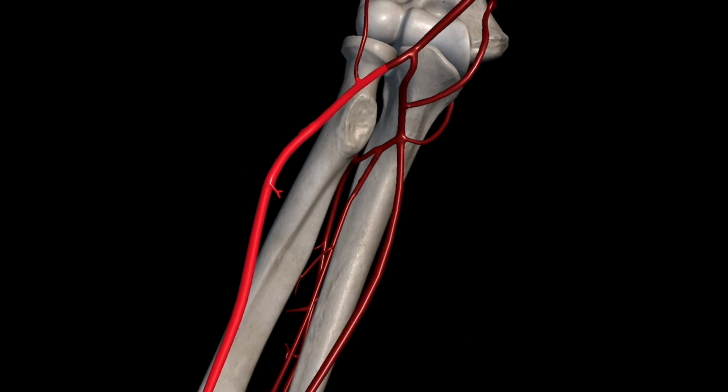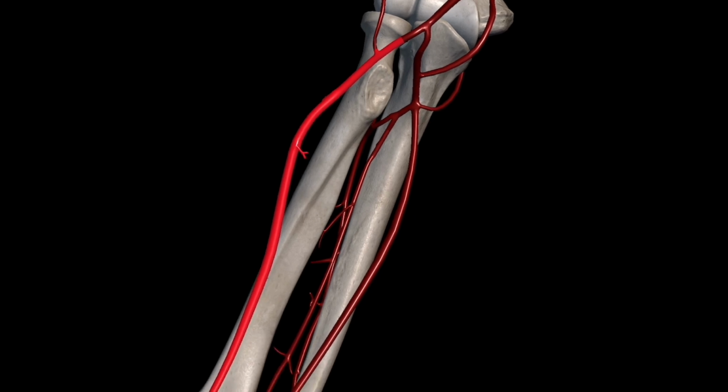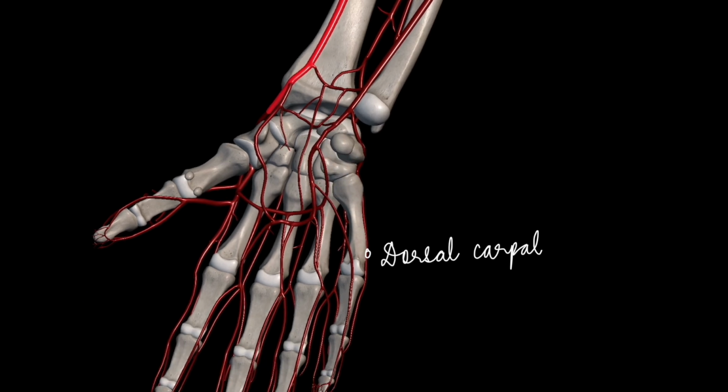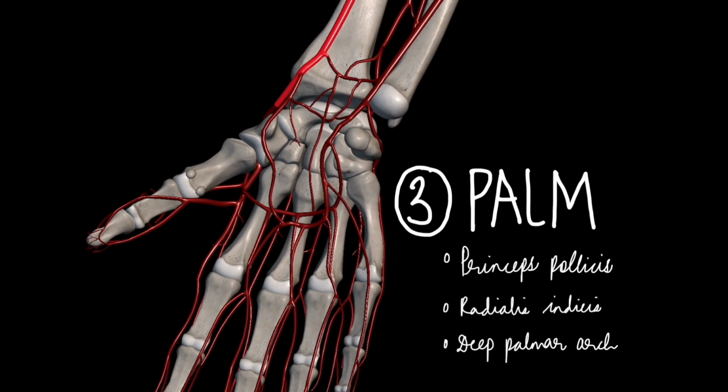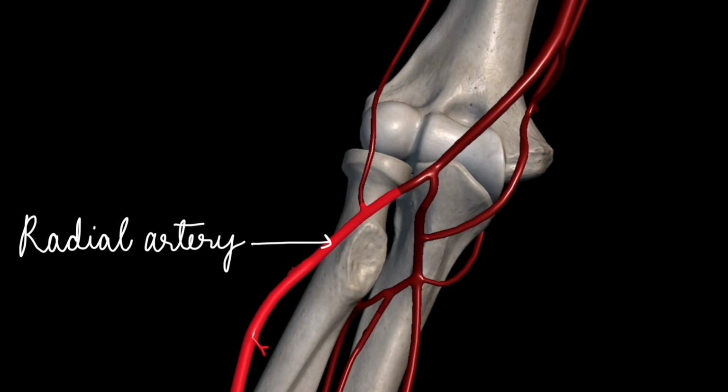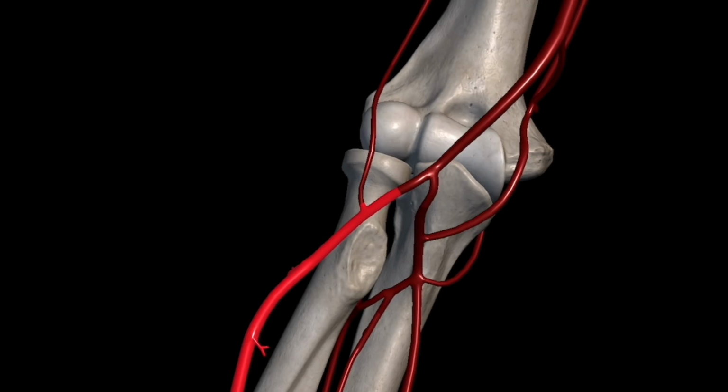The radial artery gives several branches in three main regions. Number one is the forearm. Number two is at the wrist, and number three is in the palm. So let's go through each group in detail. In the forearm, the radial artery gives four branches.